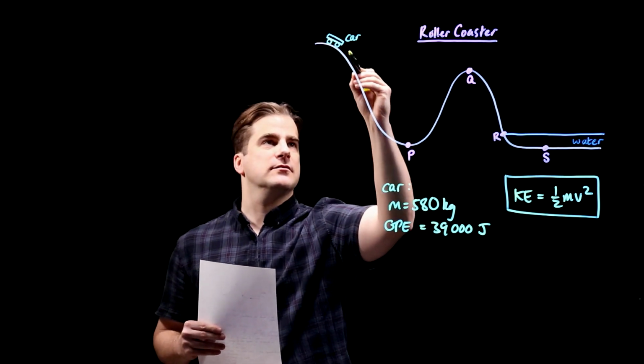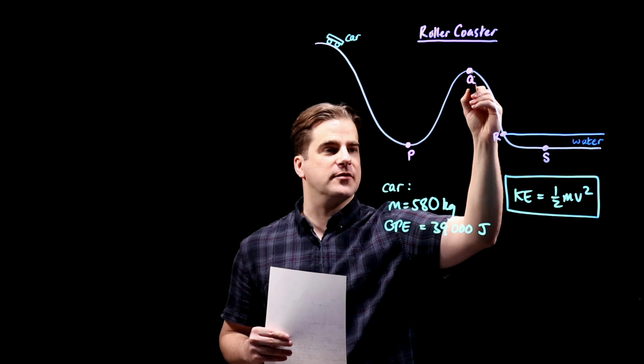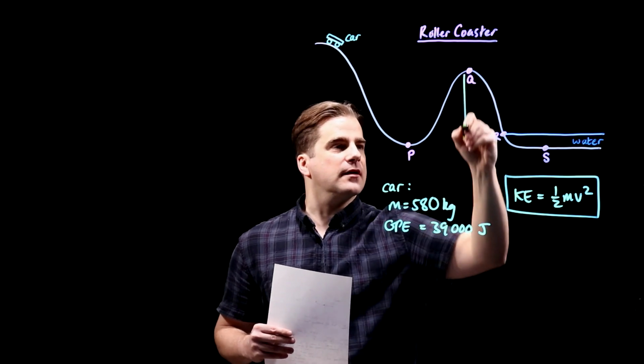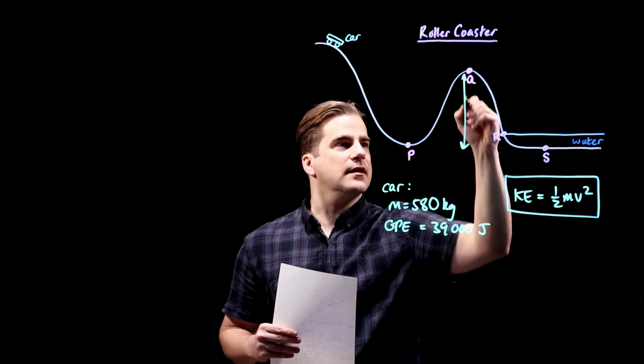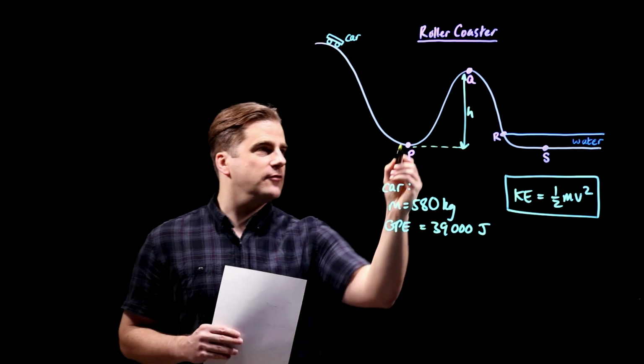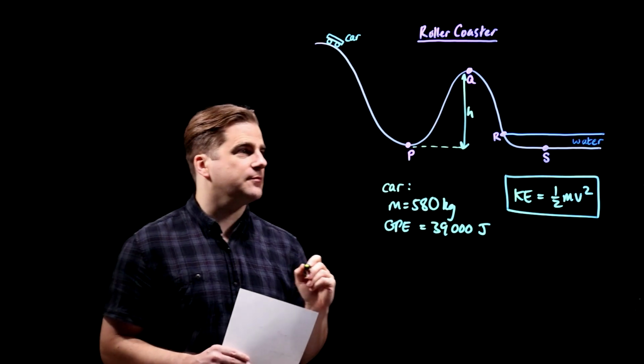So the car rolls down here, then it rolls up again, it's got enough energy to make it all the way up to Q, and it gains height h from P to Q. So going from P to Q, it gains 39,000 joules of energy, okay?